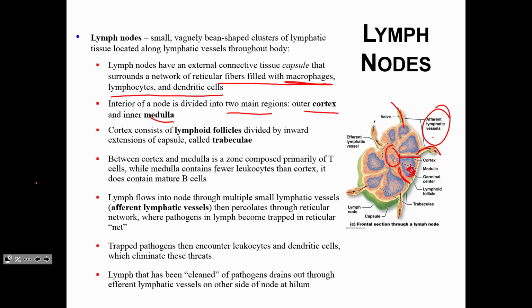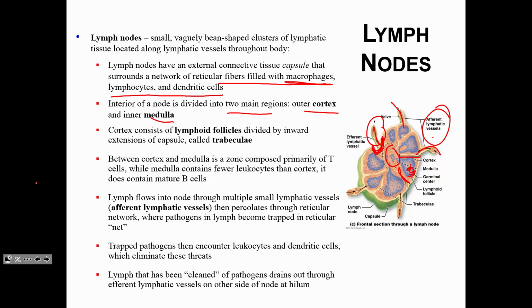And then once the lymph has been cleaned of pathogens, it's going to drain out the efferent lymphatic vessel on the other side of the node at the hilum. This right here is called the hilum. It's a little indentation. Your kidney has a hilum too. It's just where things are going to come out. So that's basically what happens.